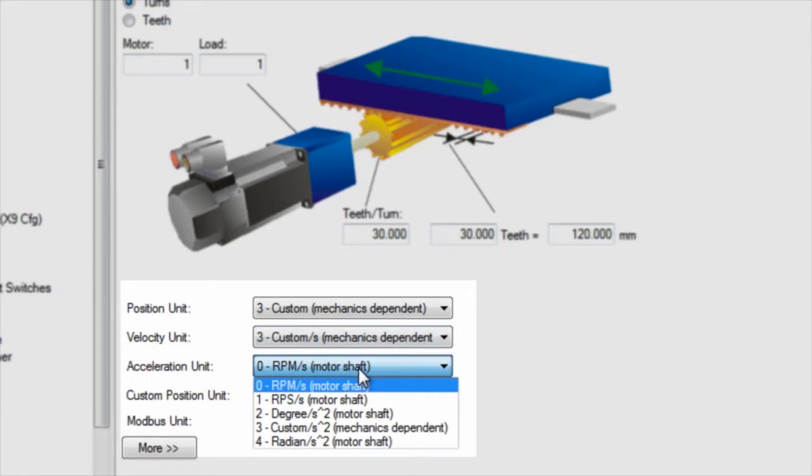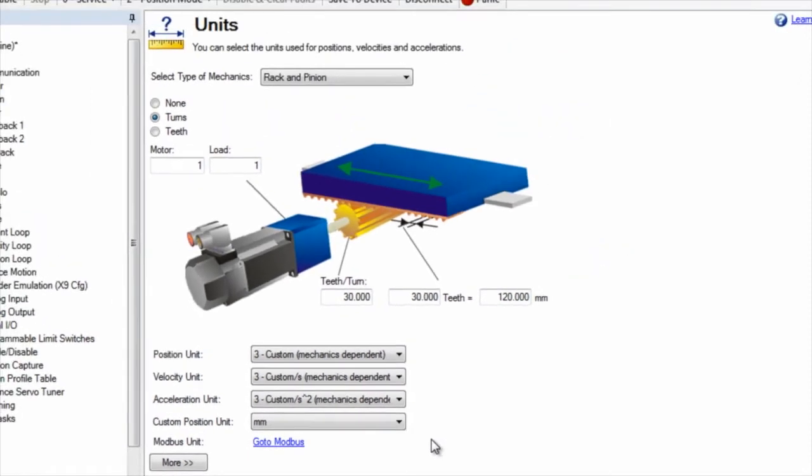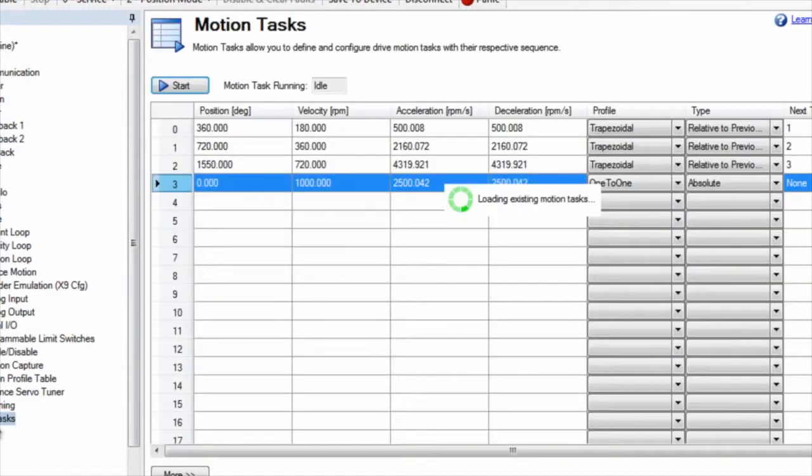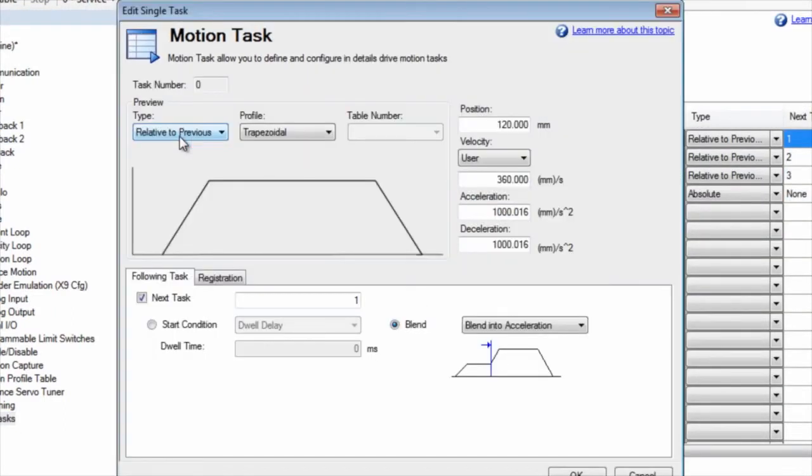Velocity can also be set to 3, custom per second, which is mechanics dependent. Velocity will be in millimeters per second. Acceleration can also be set to 3, custom per second squared, mechanics dependent. Acceleration will be in millimeters per second per second.